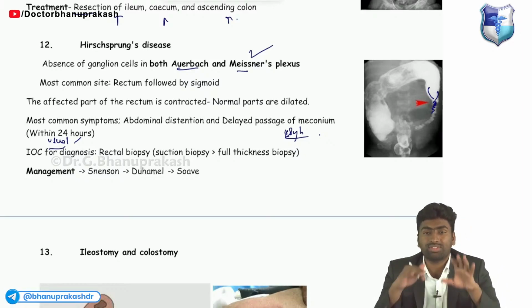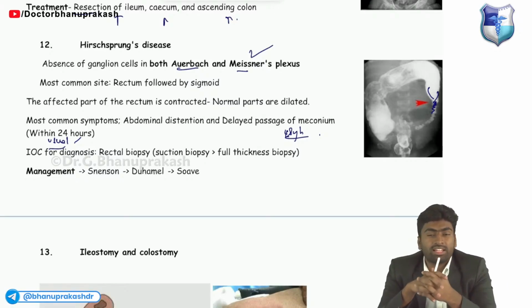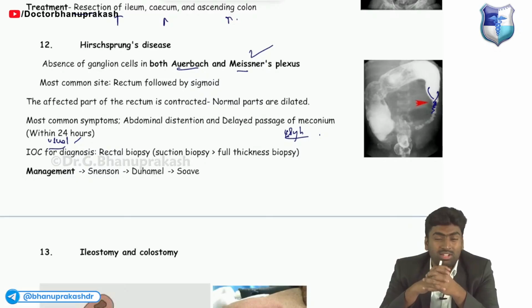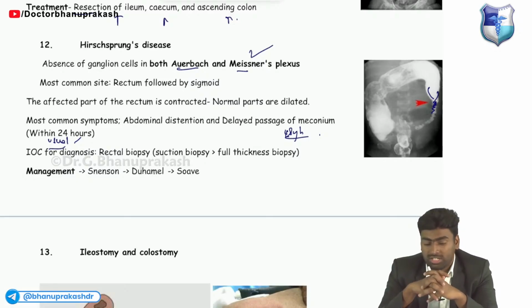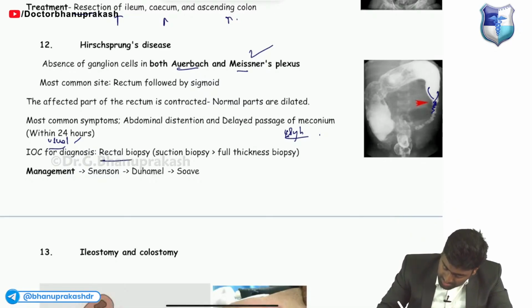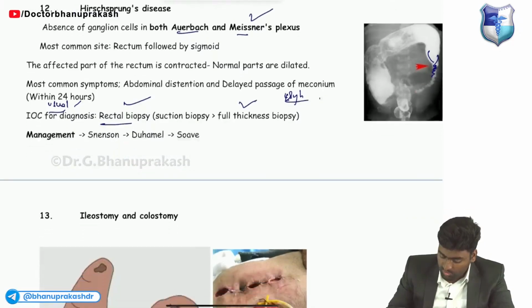Because of this congenital aganglionosis, there will be no ganglions for the nerve supply. So that's why there will be no passage of meconium. So there will be no movements of the rectal and the large intestine part. Fine. And the investigation of choice is rectal biopsy, rectal suction biopsy rather than full thickness biopsy. Fine. Yeah, good, Doctor.